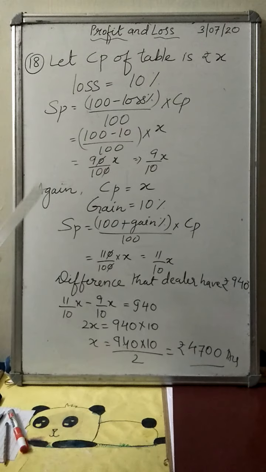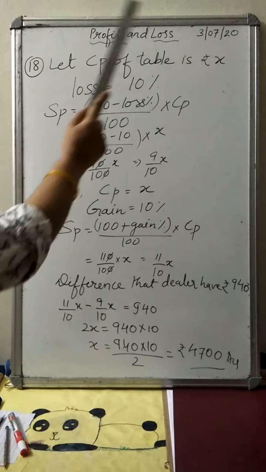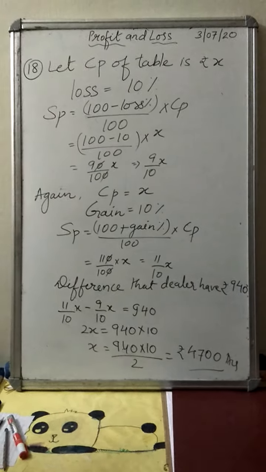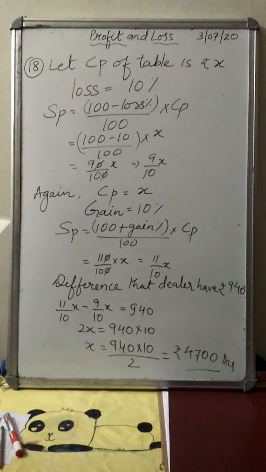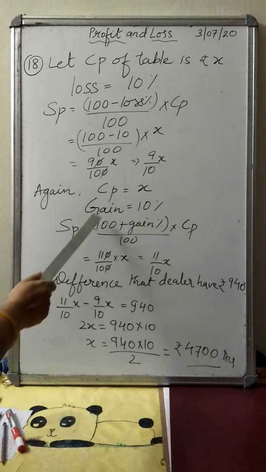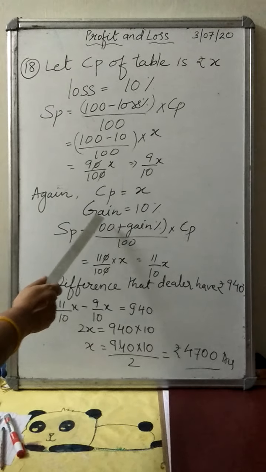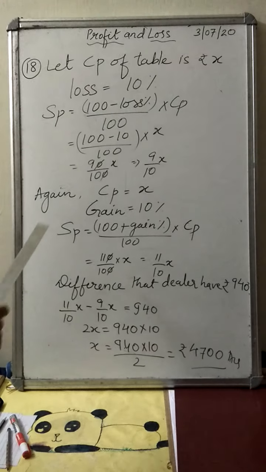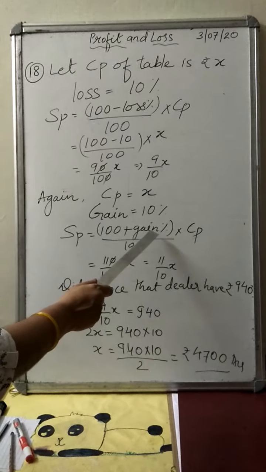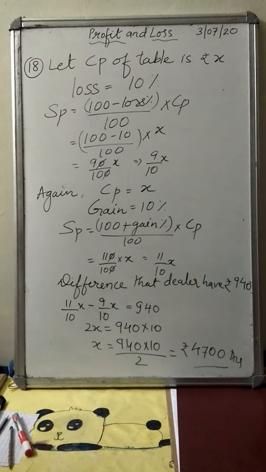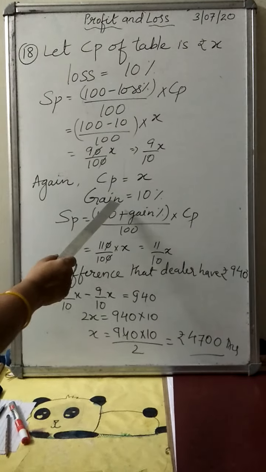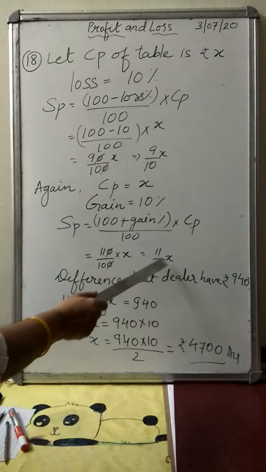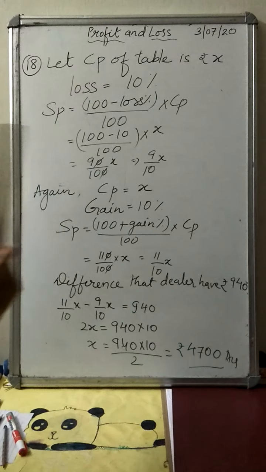Again I will repeat this. If the cost price of the table is x and loss is 10%, in that case the selling price is 9 by 10 x. Understood? Again, if the cost price is the same and the dealer has a gain of 10%, then what will be the selling price? There is a formula: 100 plus gain percent by 100 into CP. So if the dealer has a gain of 10%, the selling price is 11 by 10 x. We have calculated this by using this formula.